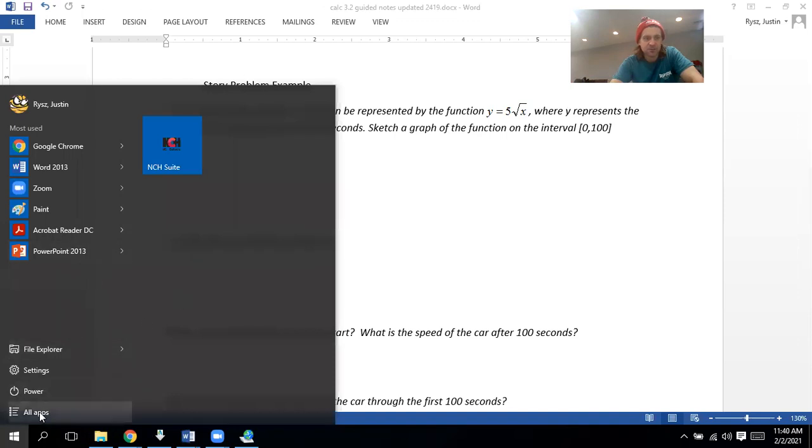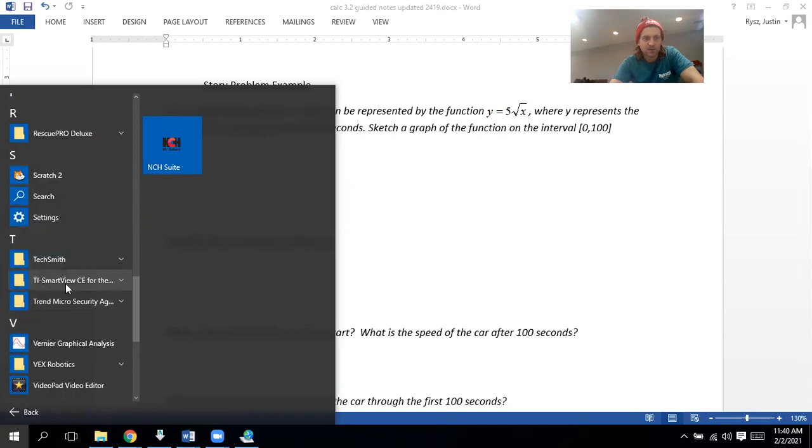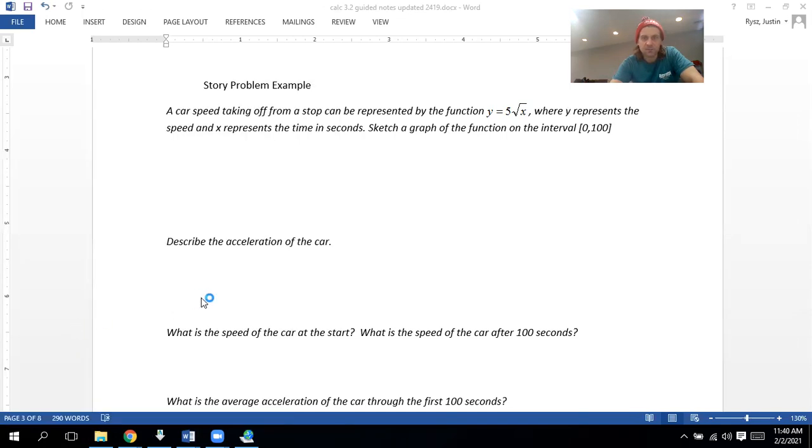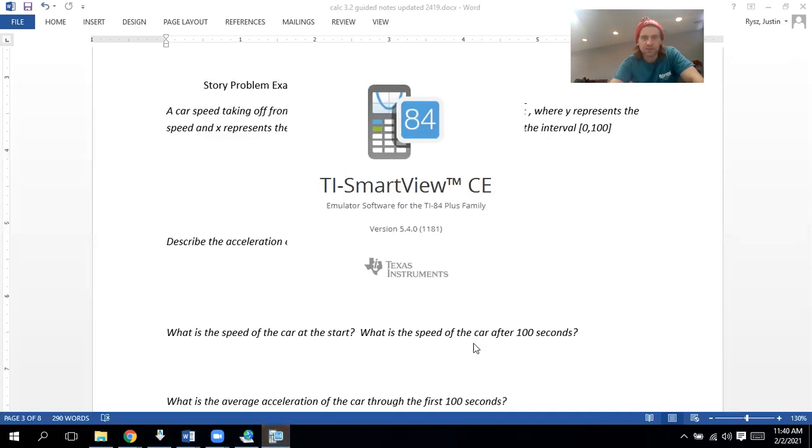So I'm going to see if I can pull up the TI-83 calculator. That will probably be the best way to use this. We've got 5 radical x, and we're going to look at it from 0 to 100. So I'm going to pull this up on a calculator, hopefully. There it is, popping up now. And I'm going to look at my window from 0 to 100.